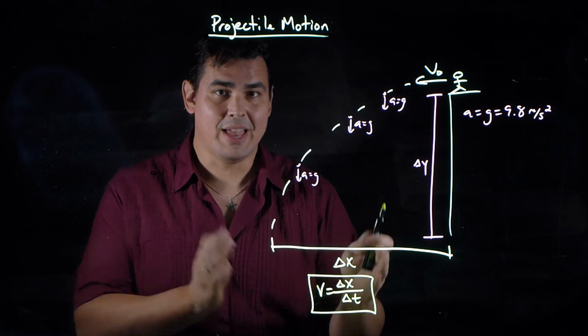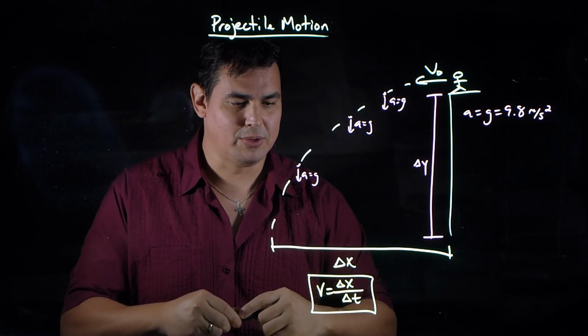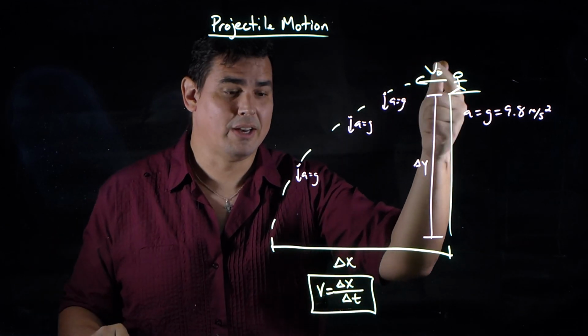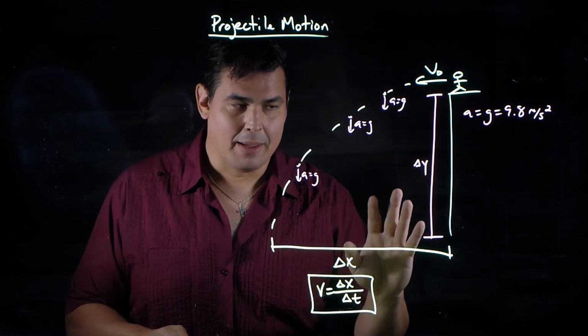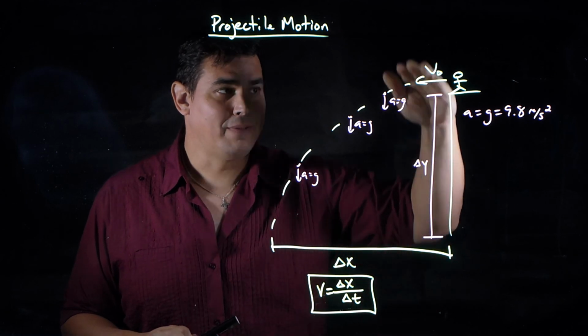Okay? So in the x dimension, this is the only equation you need. So if you know this velocity right here, and you know the time, you could solve for the distance. In the y dimension, it gets a little bit hairier, but it's not that bad. Okay, so in the y dimension, we have something accelerating, right?